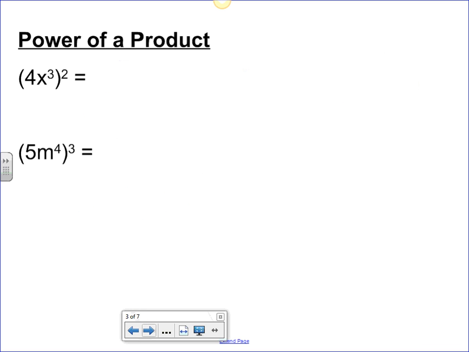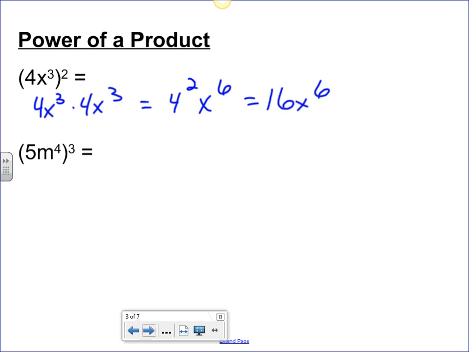So now we've got the quantity 4x to the third raised to the second power. So what does that mean? That would mean something like this: 4x to the third times 4x to the third. So really that is 4 squared times x to the sixth, or 16x to the sixth.